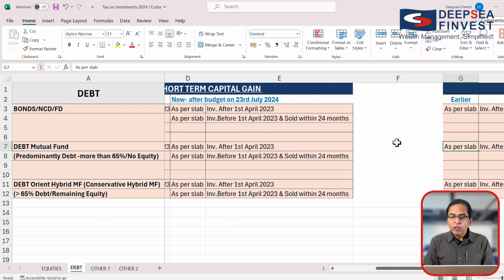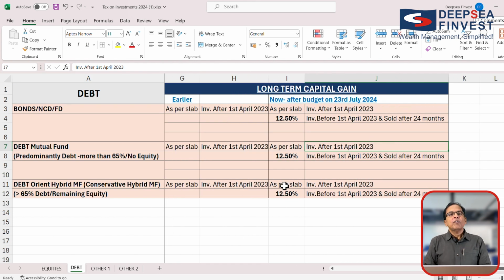We'll go to the long-term capital gain. What are the provisions over here? As per the provisions which were prevailing earlier, your gains were taxed as per the slab, which will again continue to remain the same. Again, as per the new budget, your long-term capital gain derived from debt instruments will remain the same and you will be taxed as per slab.